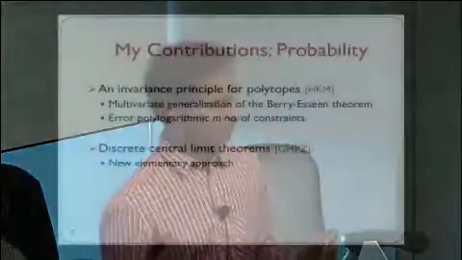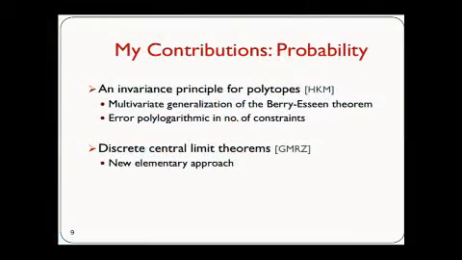In particular, we give a new invariance principle for polytopes, which is basically a multivariate generalization of the central limit theorem, and more concretely, the quantitative form of the theorem, or the Berry-Esseen theorem. And the most notable thing about this result, I think, is that the error bound we get is only polylogarithmic in the number of constraints, whereas all previous results had at least a linear bound in the number of constraints. And we also developed a new approach to prove discrete central limit theorems from classical central limit theorems.